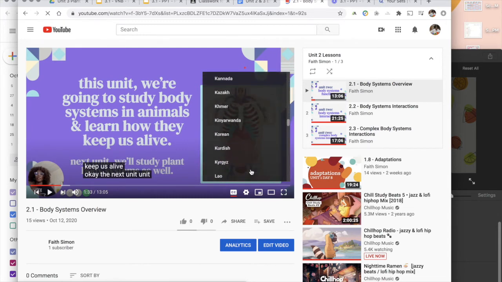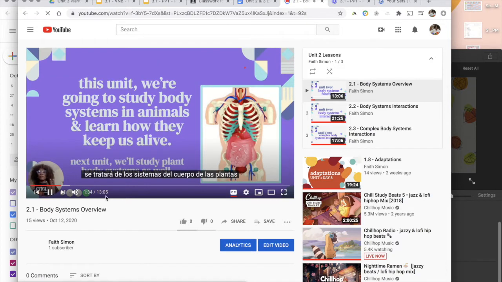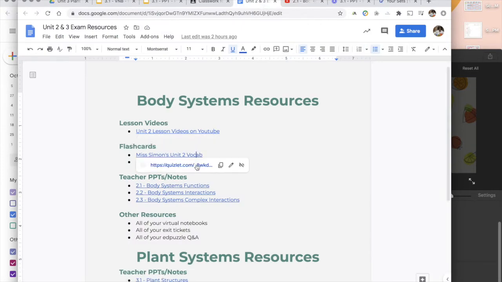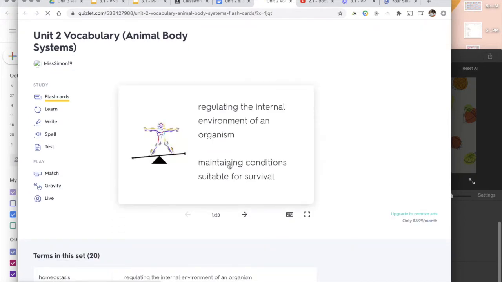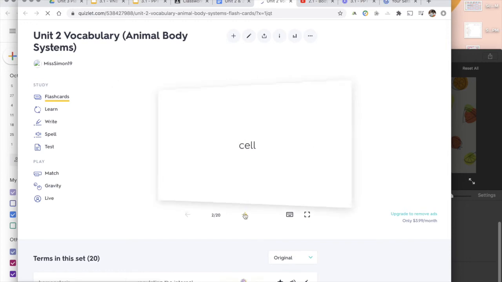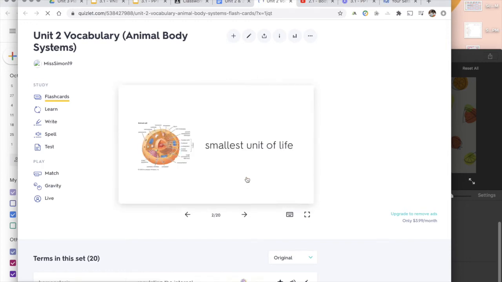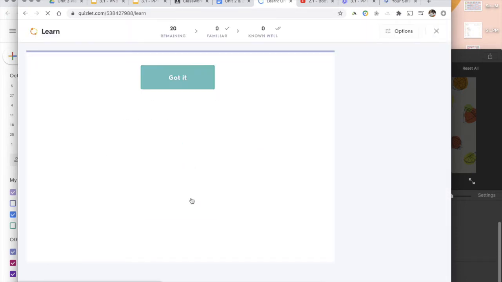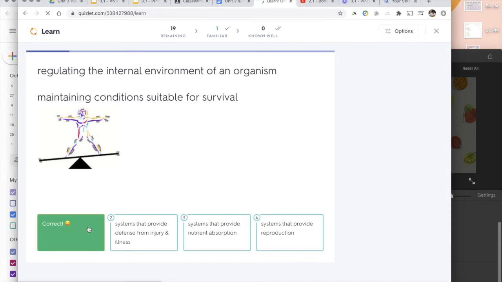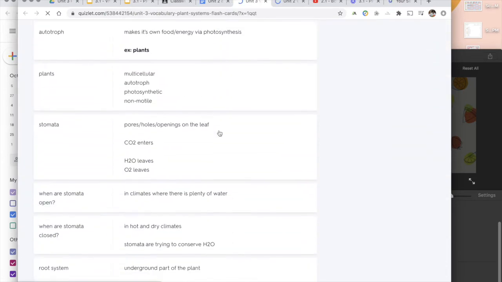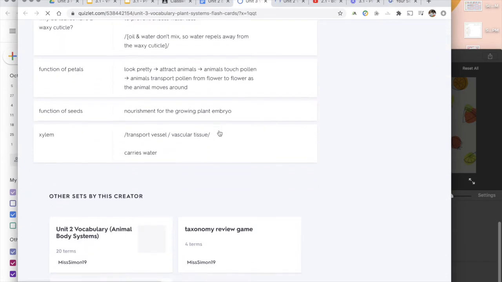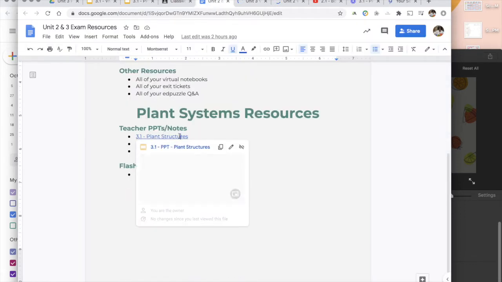Okay, here's what that looks like. Unit 3 is going to be about plant body systems. I've also created Quizlets, which you can use to do flashcards. There are games, there's a learn mode, and sometimes you may even do homework on here. I recommend going ahead and playing with this now because I've already put all the vocab that you're going to need for the next test as well.